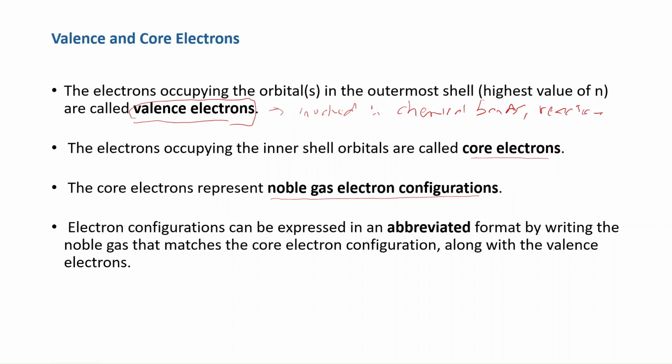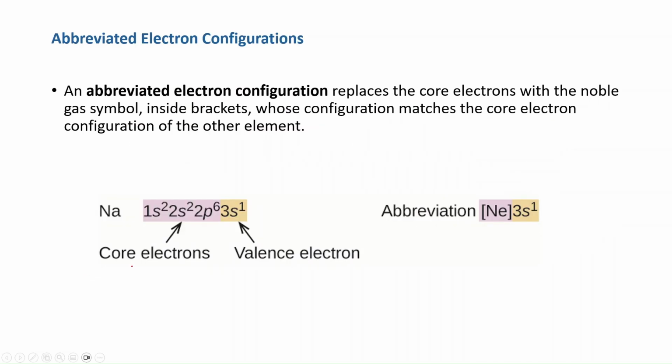Now, differentiating valence and core electrons helps you a little bit, because we have abbreviated electron configurations. You can put the noble gas that matches the core electrons. You have to put it between brackets, and then you only take the time to write the valence electrons. Let me show you an example.